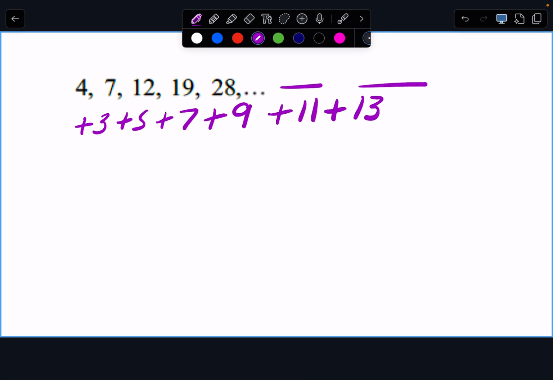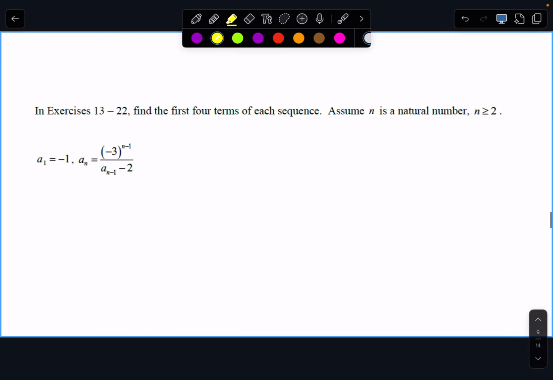So 30. So take 28 and add 11. I'm going to do it with a calculator. Don't judge me. 39. And then I'm going to add 13. So the good news is sometimes they will throw in random ones that aren't arithmetic or geometric, but they won't ask you to write a formula for it. They'll just say, like, figure out the pattern and find the next few terms.